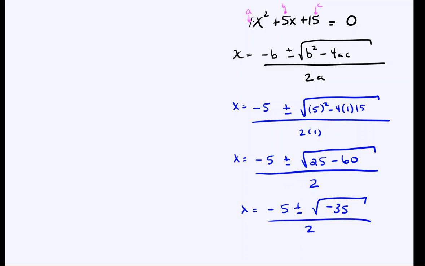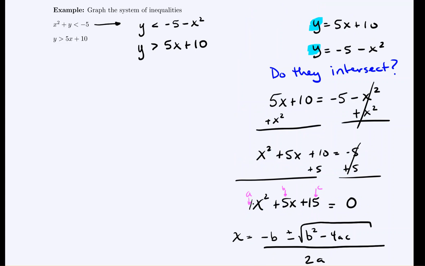And we don't need to go any farther. This tells us that there are no real solutions. So this is the case where our parabola and our line, whatever they look like, do not intersect, because there is no real solution, since you cannot square root a negative number. So back to our original question, do the lines intersect? No, they do not intersect.